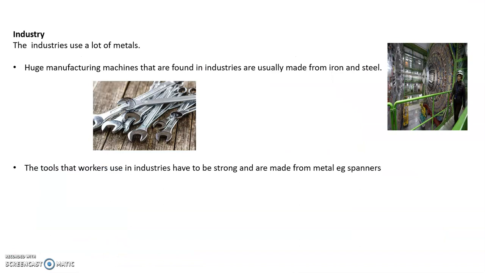Okay, then we move on to just ordinary industries. The industries use a lot of material and they use metal. Okay, so look at this machine. It's a very big machine. Can you see? This is a person there, but look how big those machines are. They're all made out of iron and steel, and we cannot function without these metals. Okay, the tools that the workers use in this industry are also made out of iron and steel. Okay, so there are your spanners there. These are some of the tools that they use in industries.